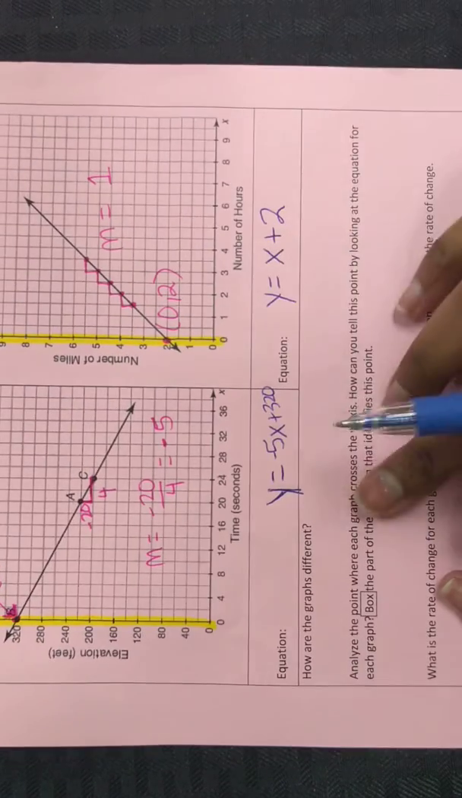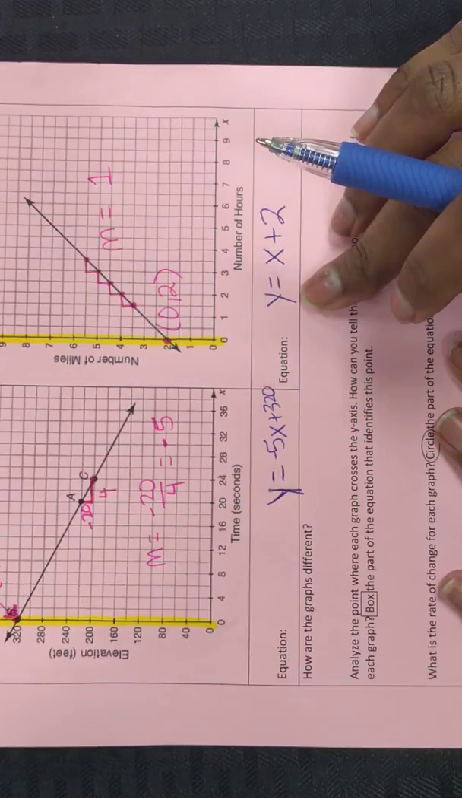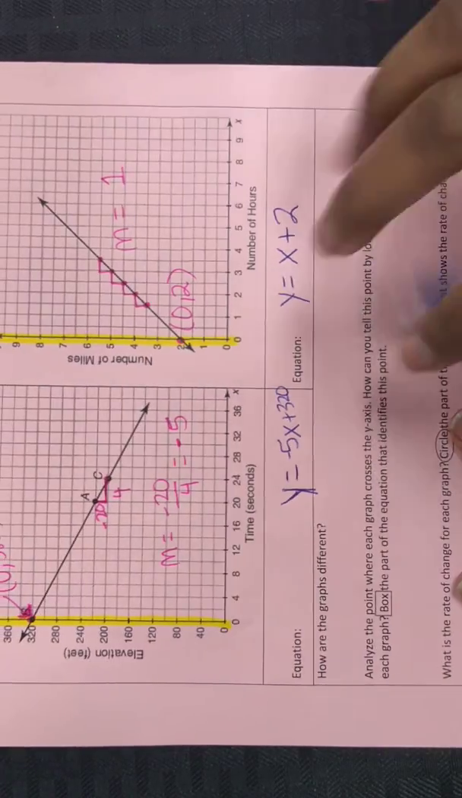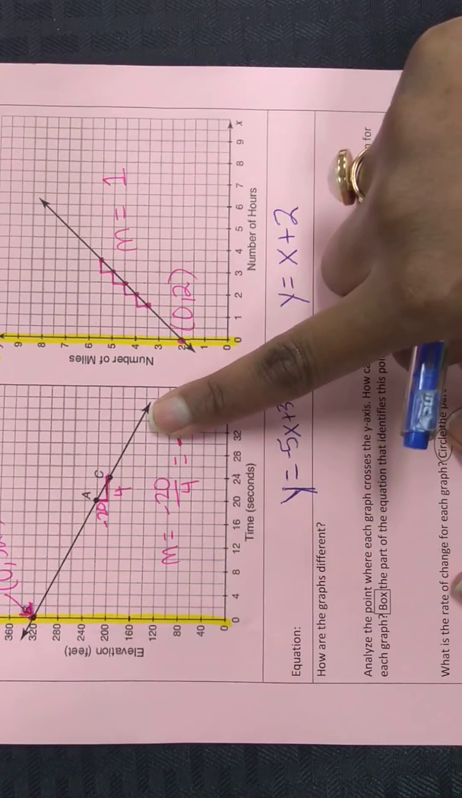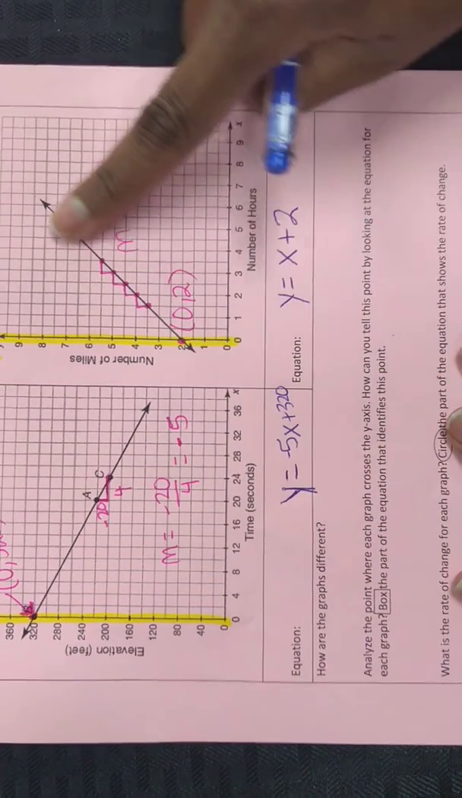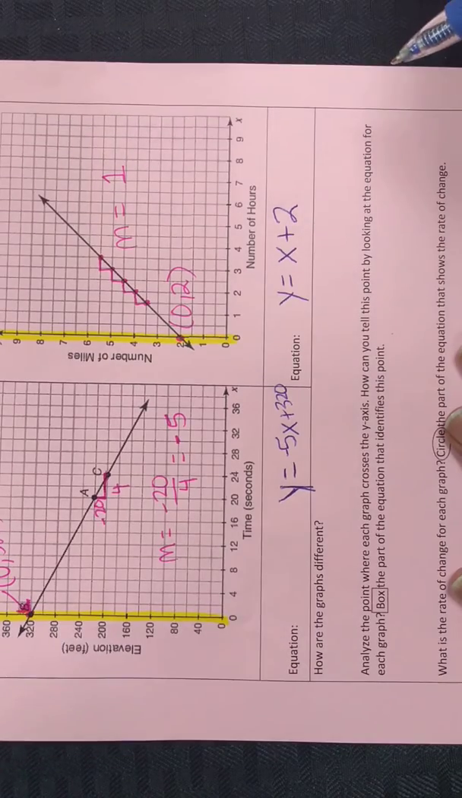How are these graphs different? Good. You should have said something like, this one has a negative slope, it's decreasing left to right. This one has a positive slope, it's increasing left to right.